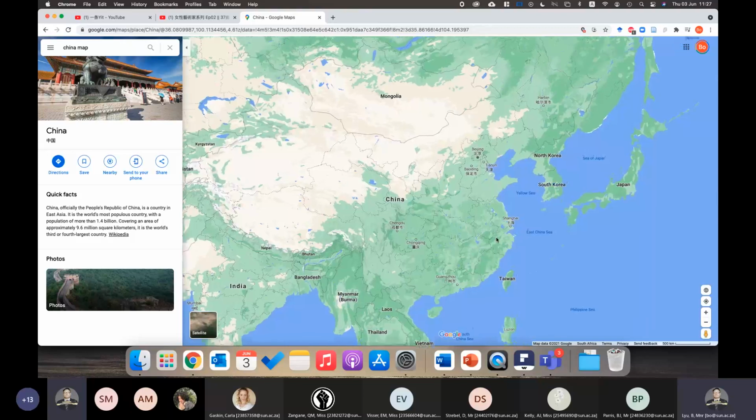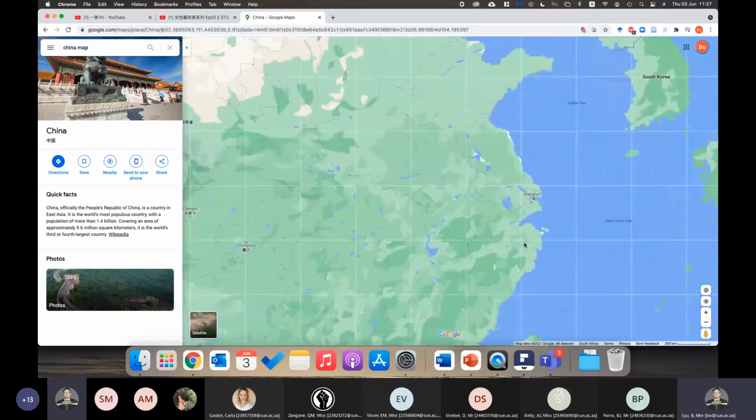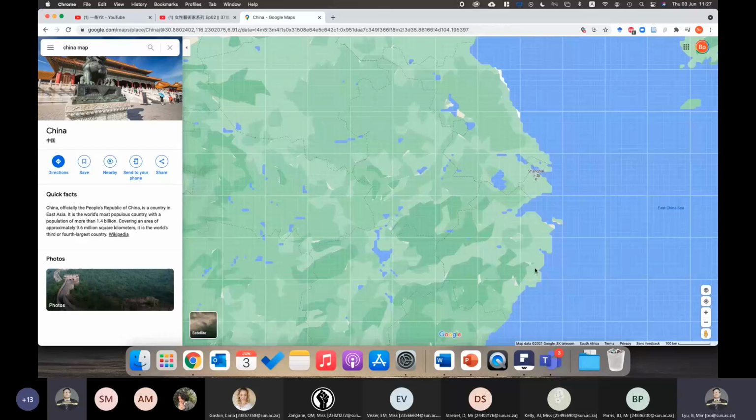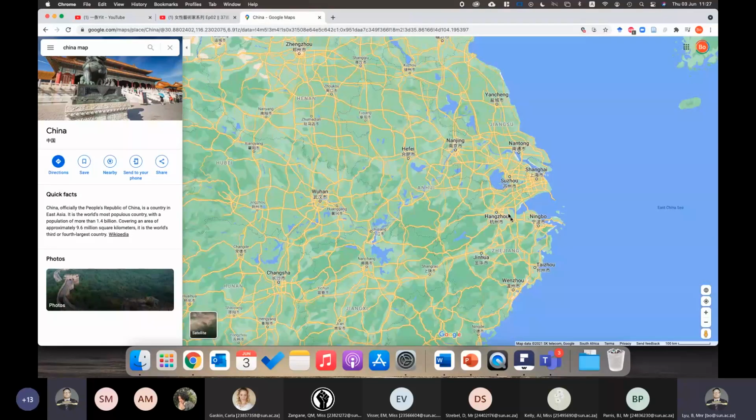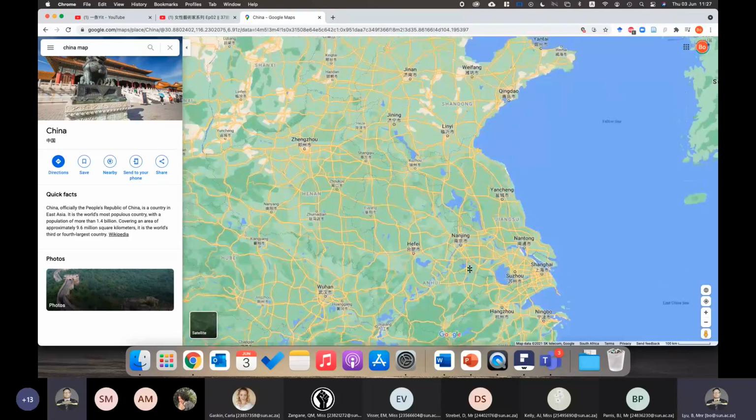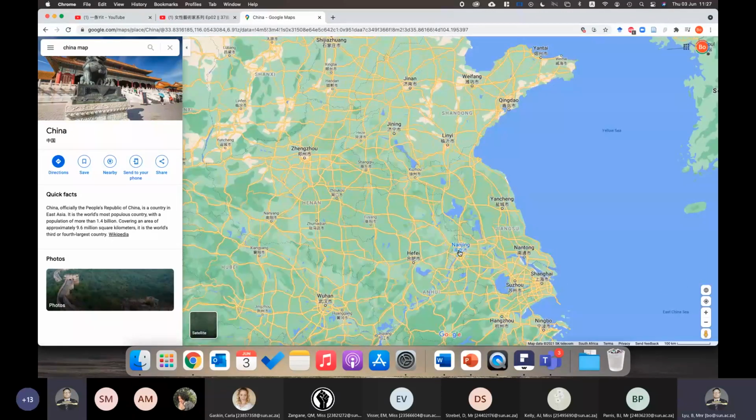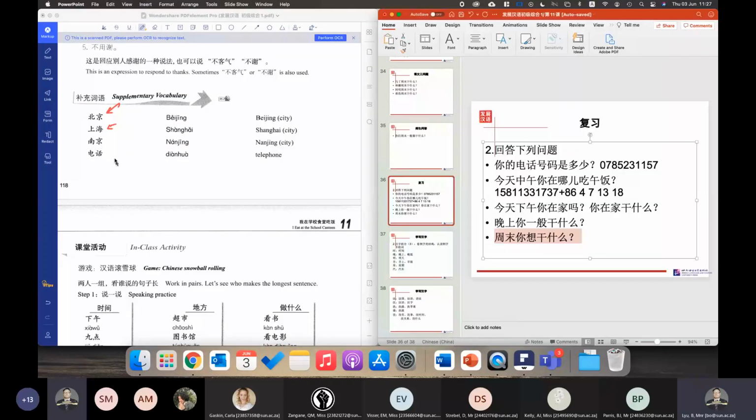And Nanjing is somewhere close to Shanghai. It's also a port city, somewhere here. All right, Nanjing here. Okay. So these are the places. And we know what 电话 is. 电话 means telephone.